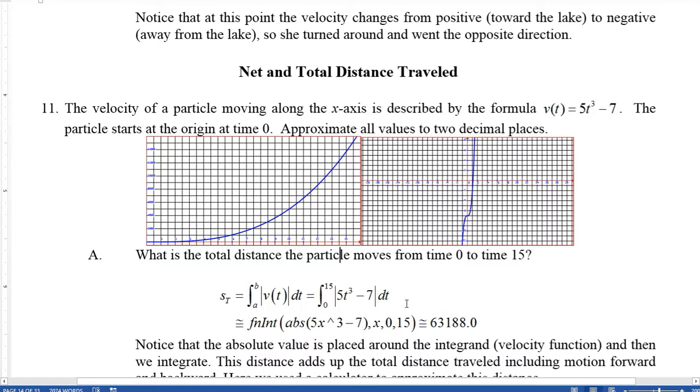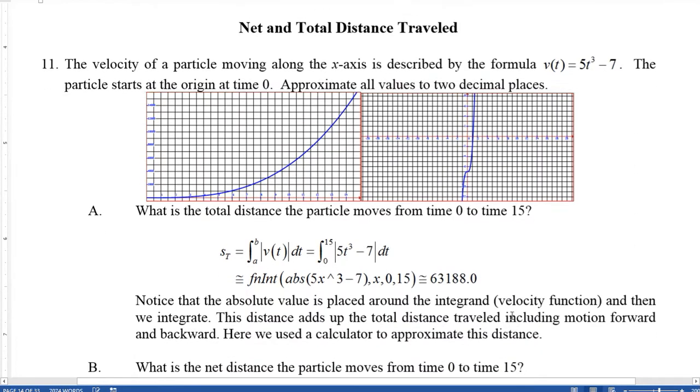We're going to add all that together for the distance. If the little particle was like a car, for example, and it had an odometer that kept track of the total distance traveled, this is what it would read. And if we integrate that, I just did it with the function integrated on the calculator, I get about 63,188, whatever our units are here.